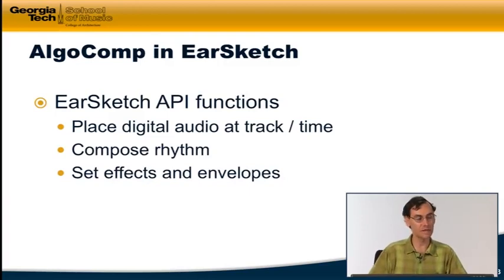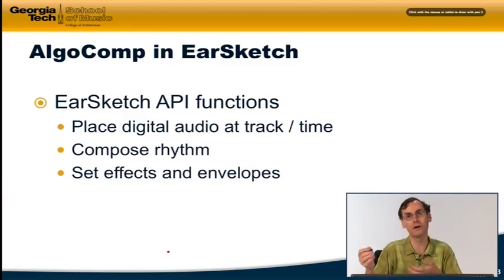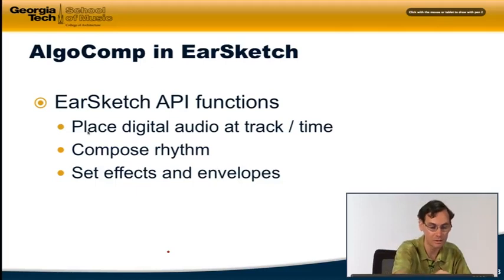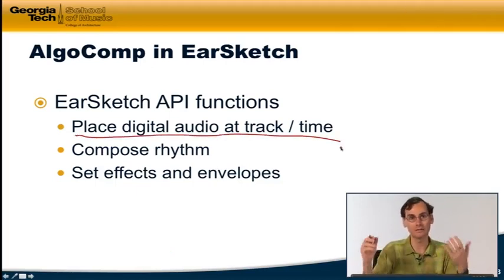There are some key API functions that we'll use for doing three different things. The first one is the equivalent to taking an audio file and importing it onto your DAW multitrack timeline. So we can essentially take any audio file we want and place it on any track and at any time that we might want to do.